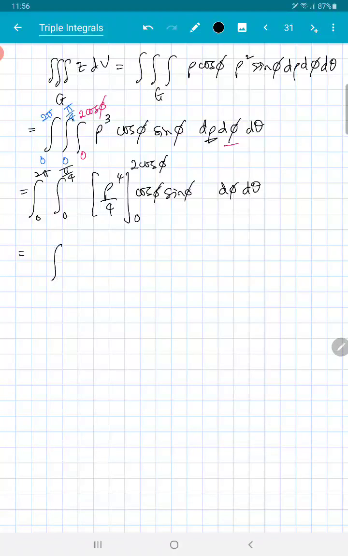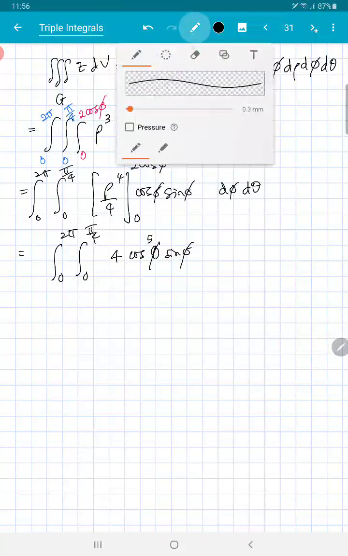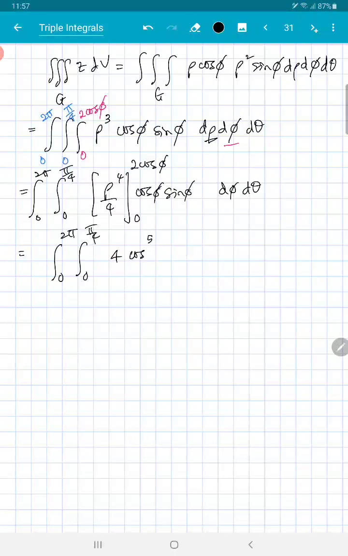Here we have 0 to 2 pi, 0 to pi over 4. So 16 over 4 is 4. We have 4 cos to the power 4, but then we multiply with cos there, so cos to the power 5 phi sine phi. That's ugly. Okay, hang on. Cos phi sine phi, and then minus 0, so we get this. Next we're going to integrate with respect to phi.